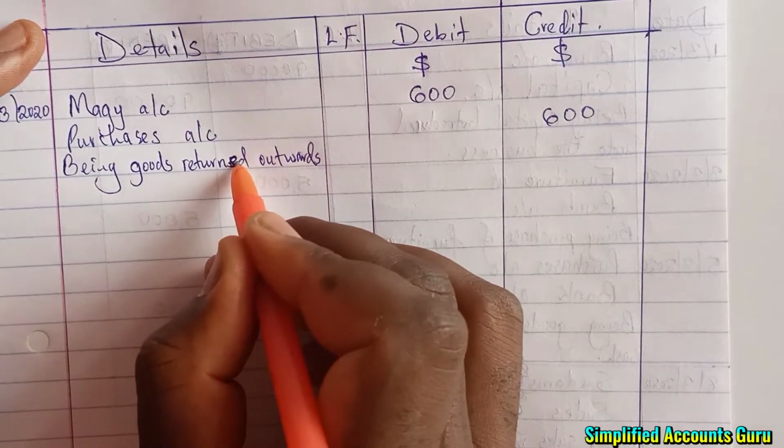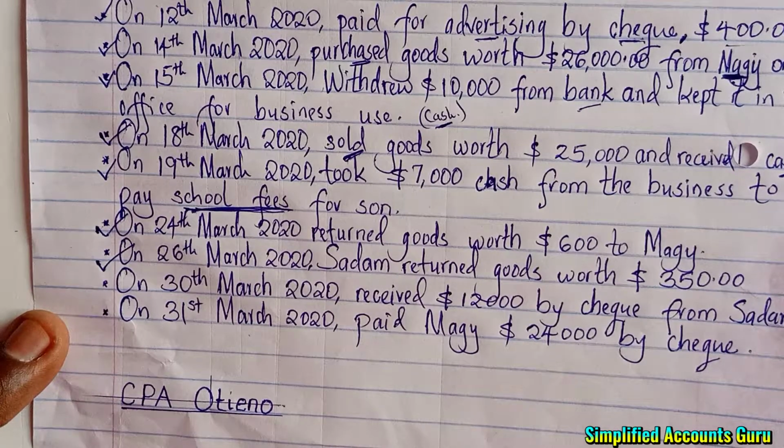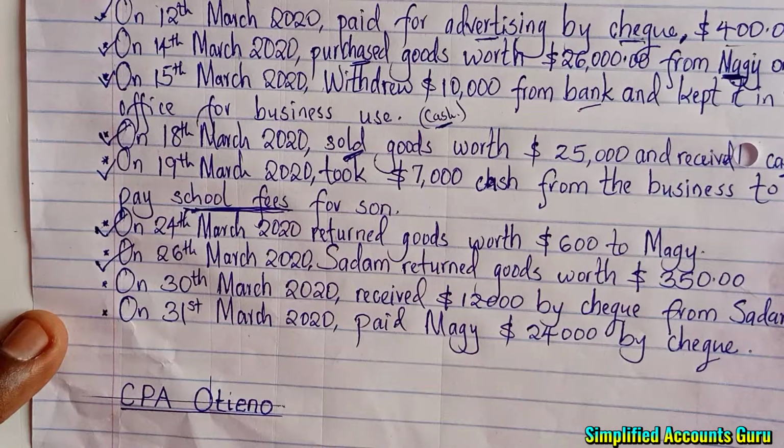Goods returned outwards. The connection is between our business and the third party. So if the information is talking about the third party, remember it's relating to our business. So where is Saddam returning the goods to? Saddam is returning goods back to our organization. The goods that were returned were worth $350. We had some sales that were previously made to Saddam, and now Saddam, for some reasons, has decided to return goods worth $350.